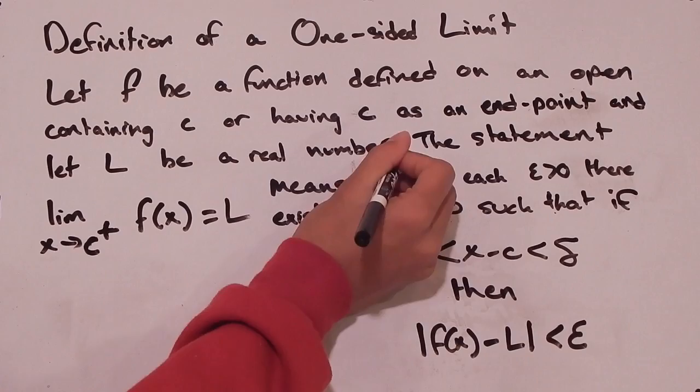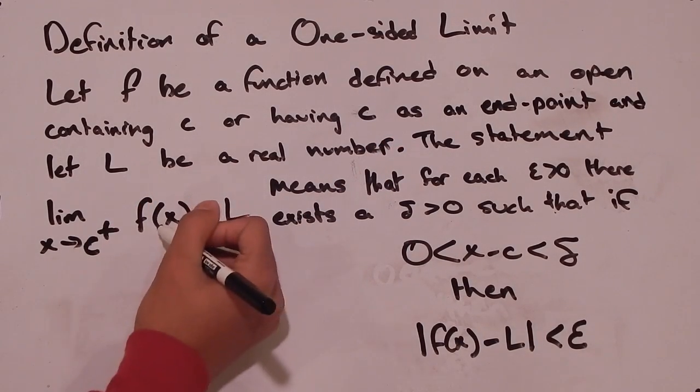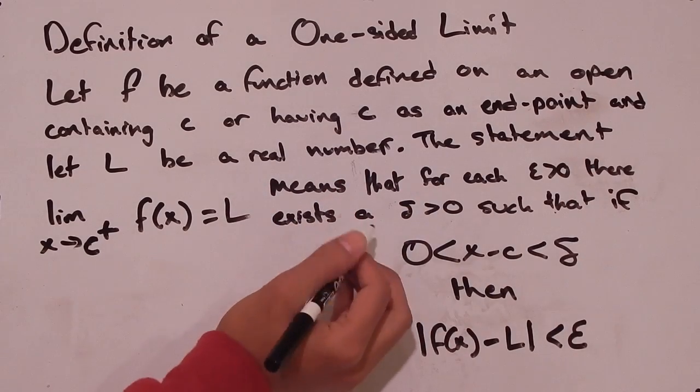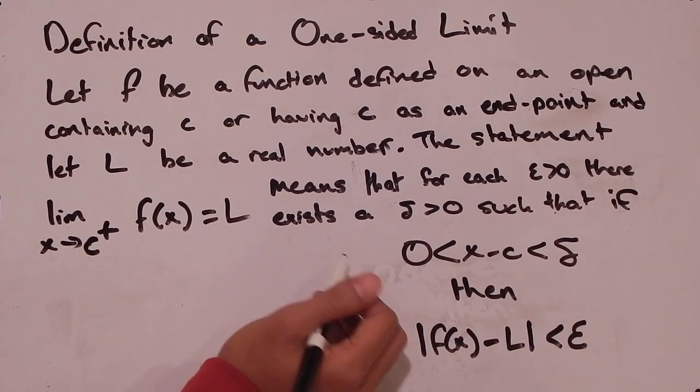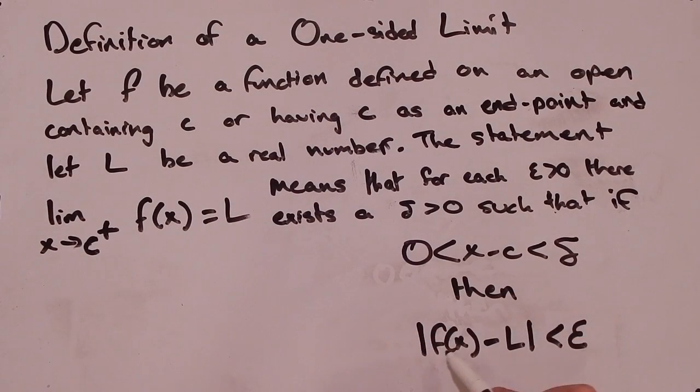The statement, limit as x approaches c from the right side, that's what that plus sign means, of f of x equals L, means that for each epsilon greater than 0, there exists a delta greater than 0, such that if 0 is less than x minus c is less than delta, you'll notice we don't have the absolute values there, then the absolute value of f of x minus L is less than epsilon.